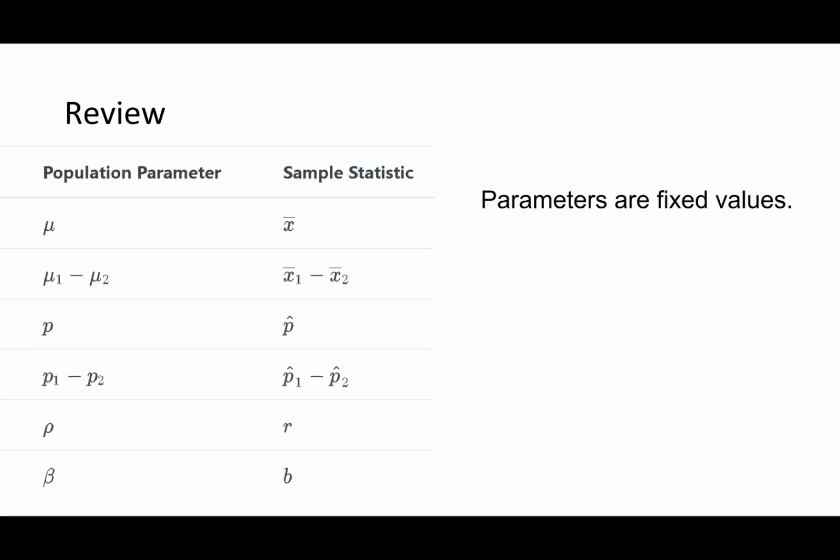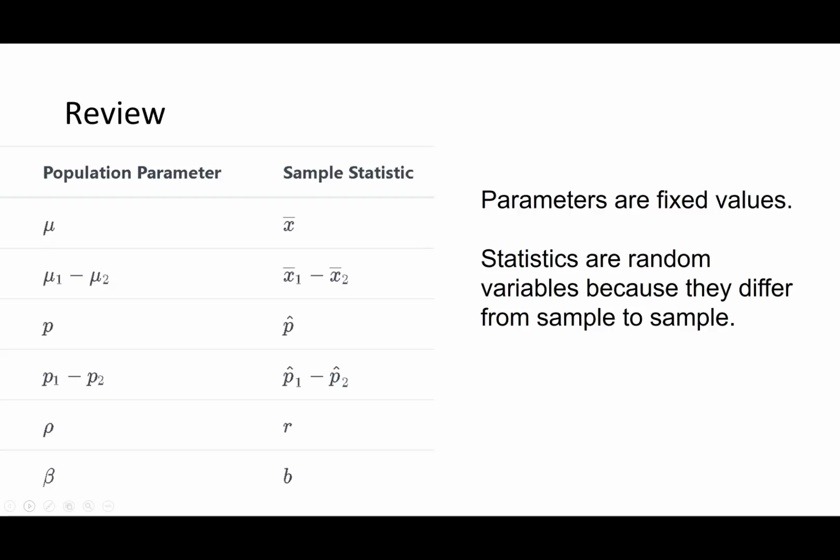Parameters are fixed values. For example, in the population of all World Campus students, the mean age is a fixed value. There is one mean age for this population and it does not change. It's often difficult or impossible to collect data from the entire population, so in many cases we collect data from a smaller sample.